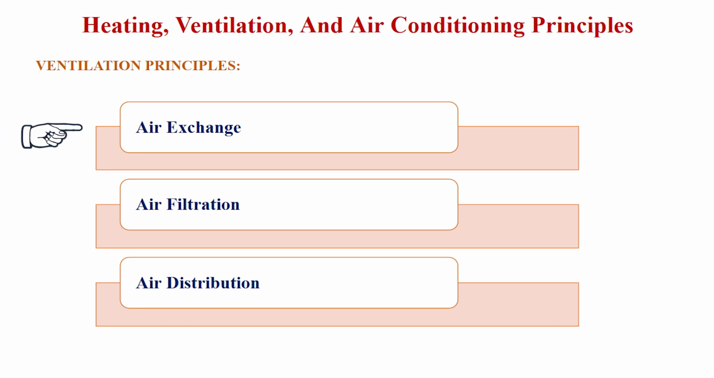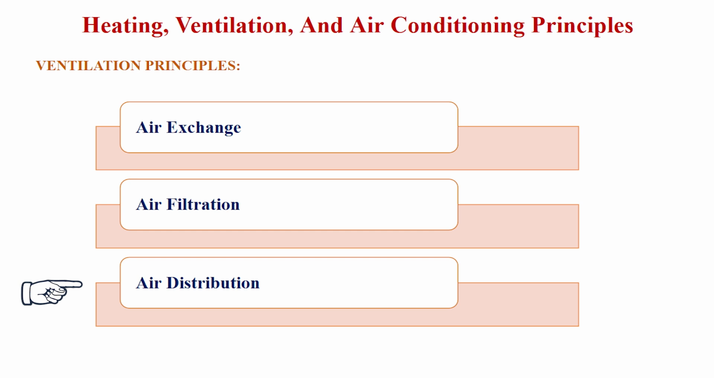Ventilation systems bring fresh outside air into the building while exhausting stale indoor air. This continuous air exchange dilutes indoor pollutants, including volatile organic compounds and carbon dioxide, and also some airborne particles. Second is air filtration. Filters within ventilation systems capture dust, pollen, mold spores and other contaminants, also improving indoor air quality. High efficiency particulate air filters are effective at removing particles.